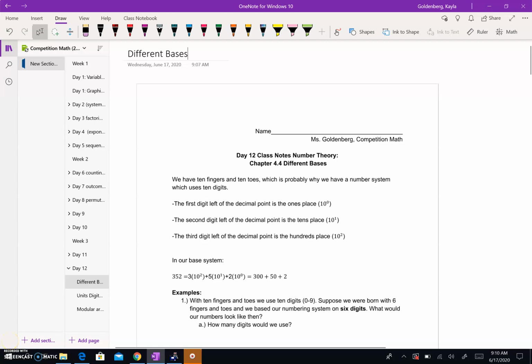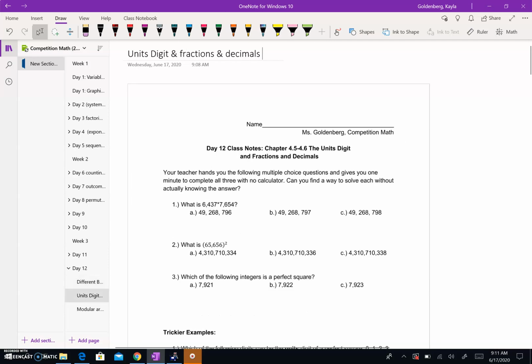Welcome to day 12, where we are going to explore some topics that are honestly probably my favorite topics in the competition math curriculum. We're going to be looking at different bases, and by bases I mean like how our number system is a base 10, right? We go up by tens, which build to hundreds and thousands and so on.